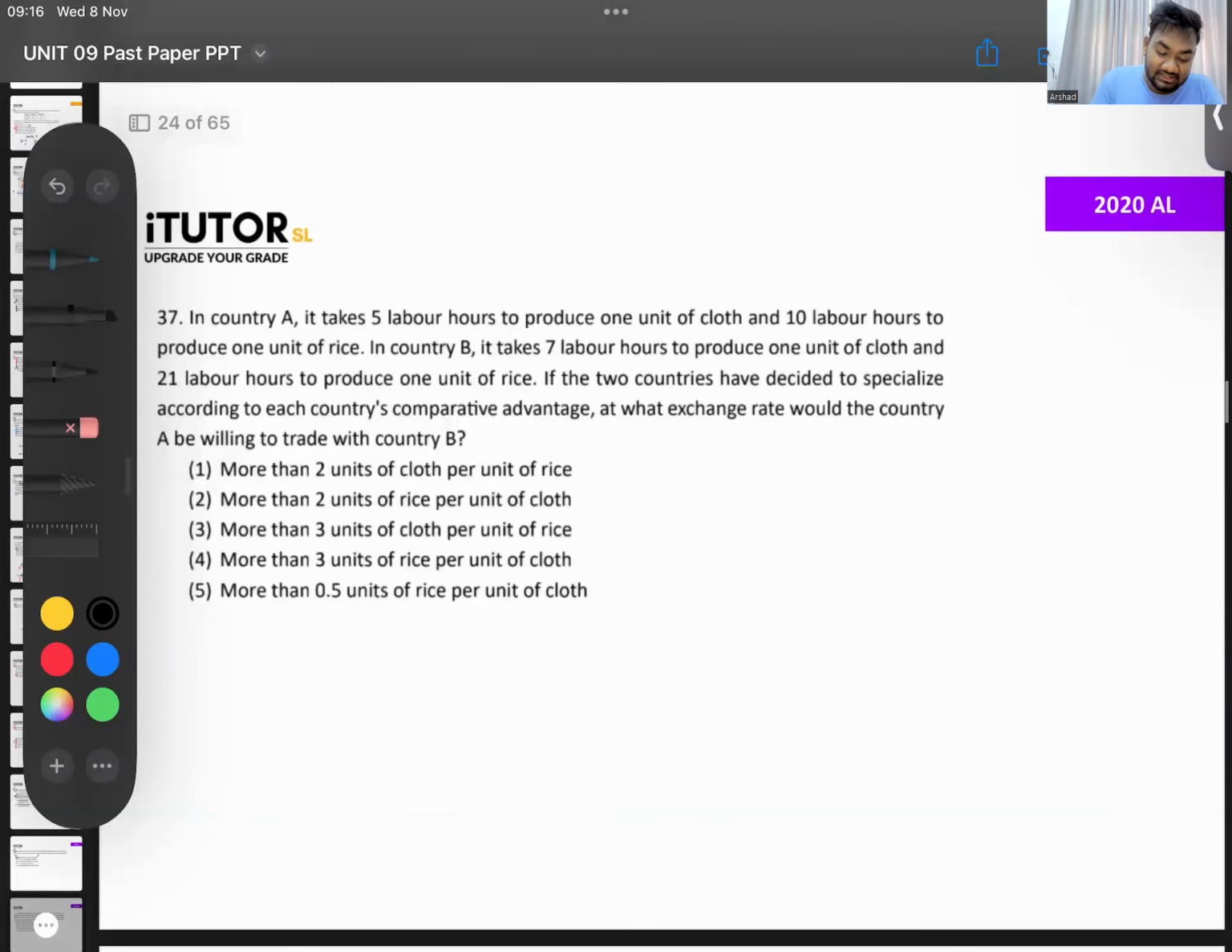37, same thing, I think. In country A, it takes 5 labor hours to produce... Now see here they have given input data and they are asking for the exchange rate. 5 labor hours to produce 1 unit of cloth and 10 labor hours to produce 1 unit of rice. In country B, it takes 7 and 21. If the two countries have decided to specialize according to comparative advantage, at what exchange rate would country A trade with country B? More than 2 units of cloth per rice. See, rice is also given, unit of cloth is also given. Now we have to find for everything. This is a little bit of a question that might take some time. But we'll quickly do it now.